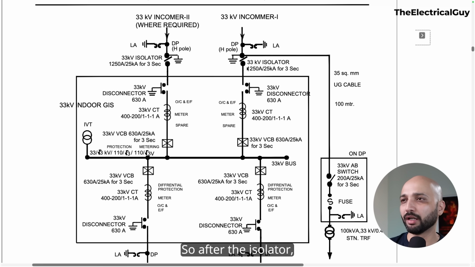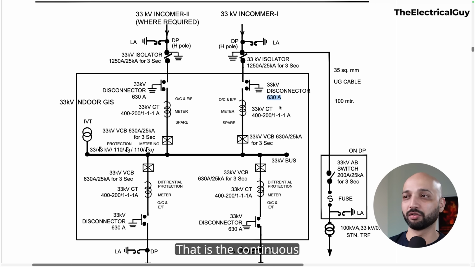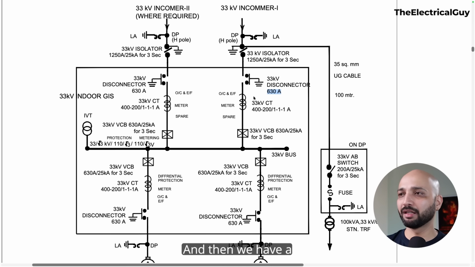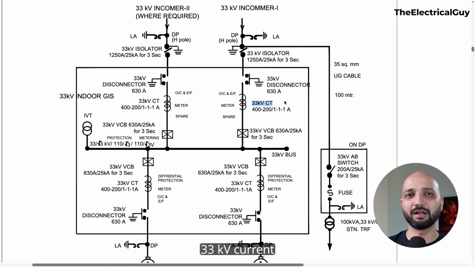After the isolator, you can see we have now entered into the room. This is a 33 kV indoor GIS room, and these are all the panels that we have. First we see a 33 kV disconnector. Here the rating is 630 ampere, that is the continuous current carrying capacity. And then we have a 33 kV current transformer as well.